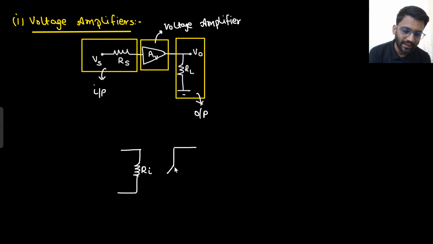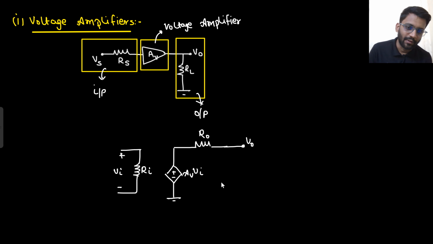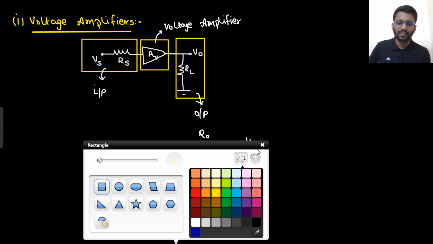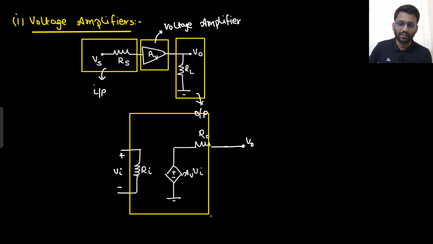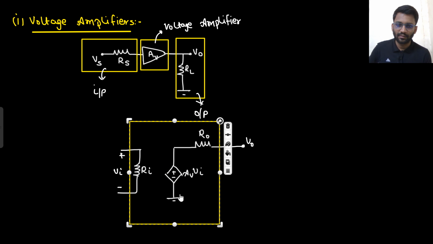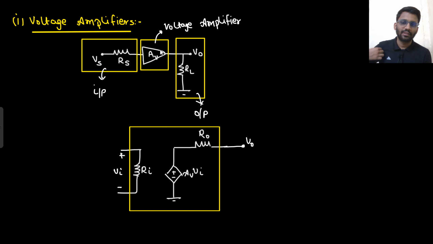Let's say the voltage coming is Vin. The voltage across this Rin resistance is Vin, and that is amplified with the factor of AV, so AV into Vin. Now it will have some output resistance as well. This is the output resistance, R naught, and now the output will be fed to the load. So this much structure is that amplifier. This is the voltage amplifier.